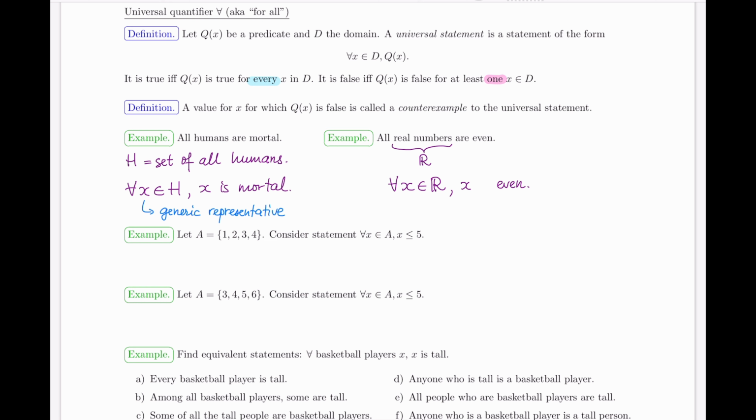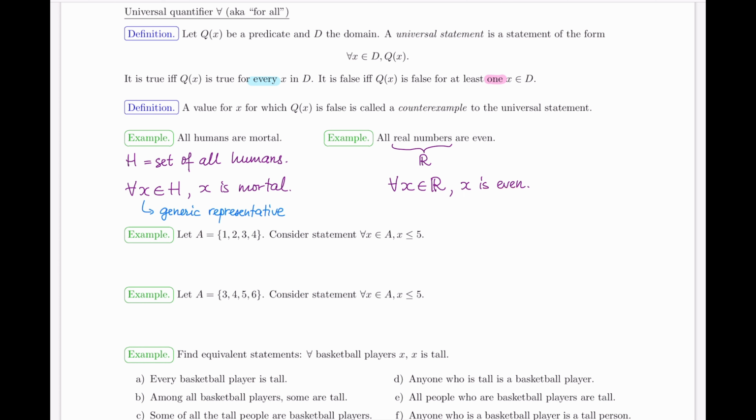Is this true or not? Is it the case that every single real number is even? No. How can we show that that's not the case? Remember that in order to prove that something is false, all we have to do is find one or more examples when this property within the reals fails.